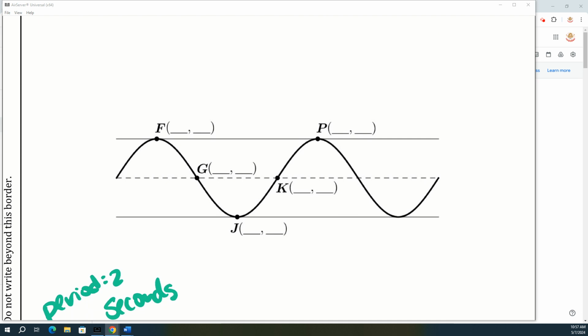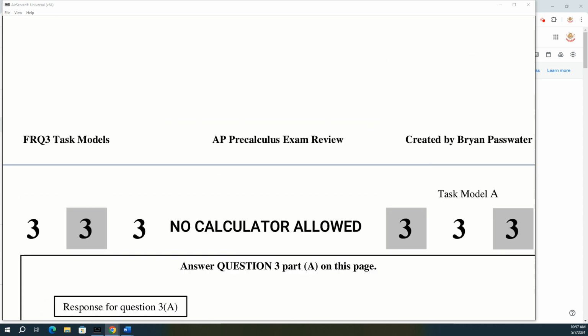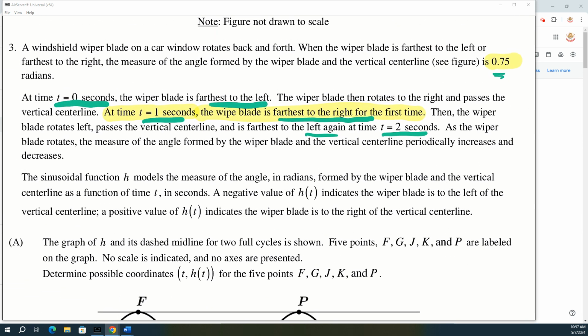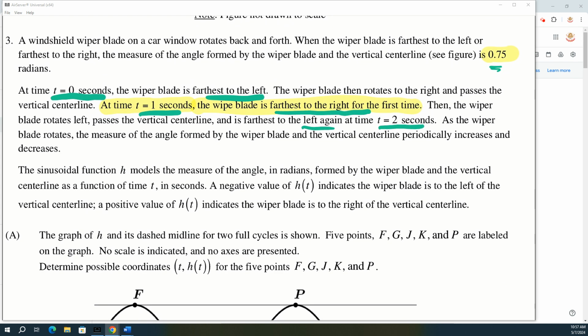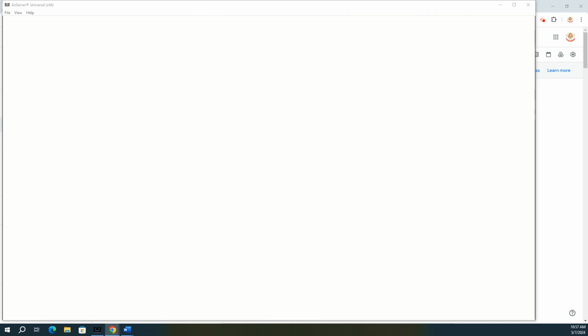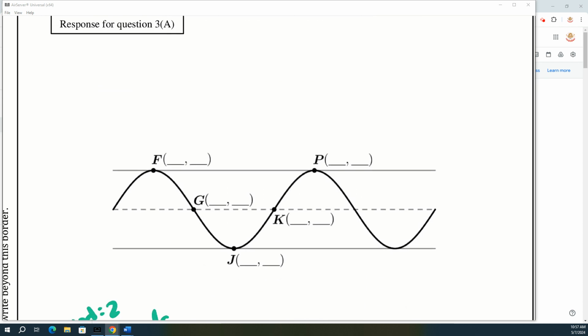What's the time when it's going to be the biggest? We just highlighted it. What time is it going to be the largest? 1 second. And what is the largest is going to be? 0.75. Very good.